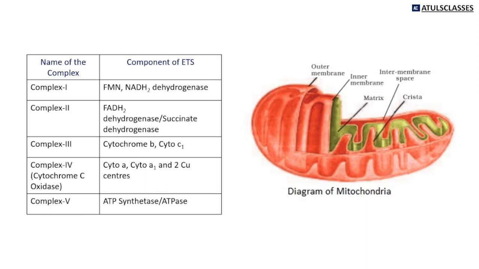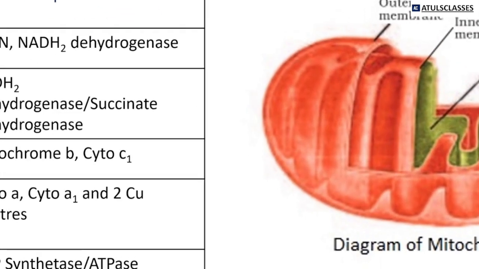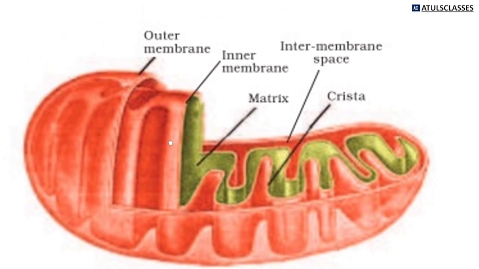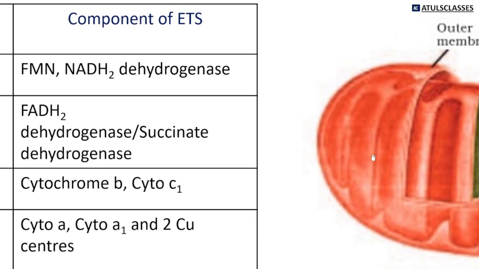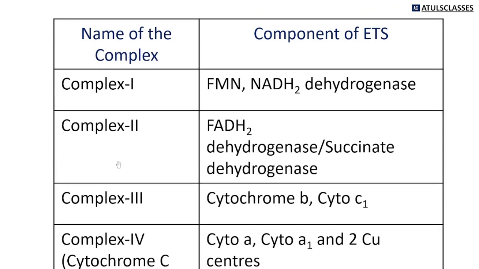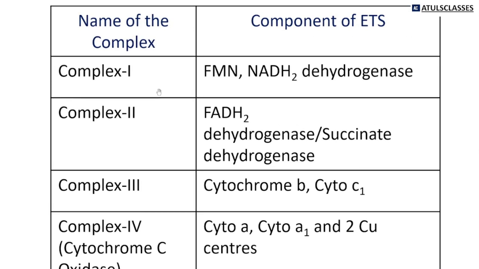Now this is a diagram of mitochondria and the complexes they have. So let us see again the diagram: the outer membrane, the inner membrane, the space in between them, the intermembrane space, and the matrix. This green color is the matrix. All the complexes are located on this part of the inner membrane. There are 5 complexes: complex 1, 2, 3, 4 and 5.